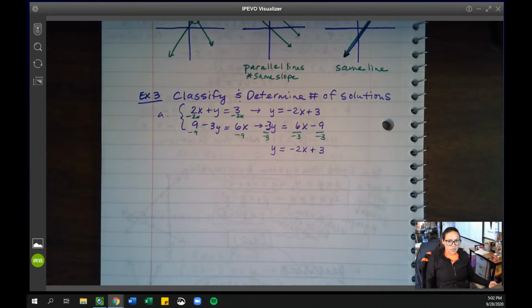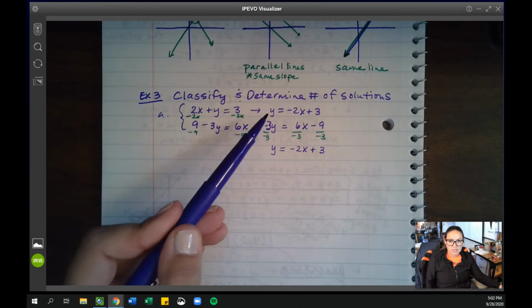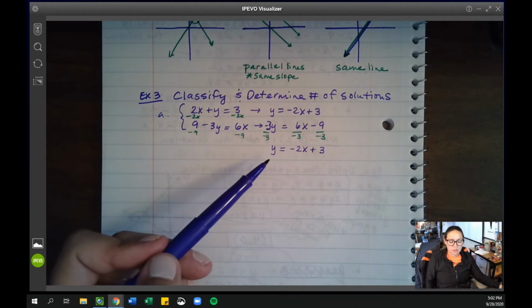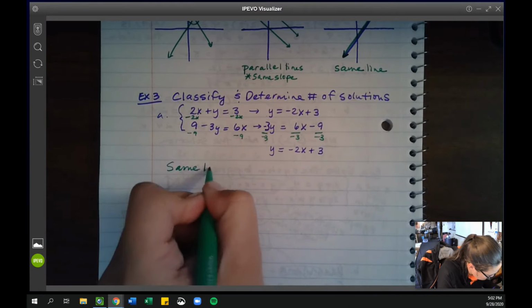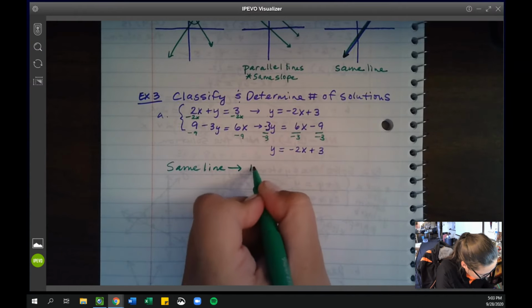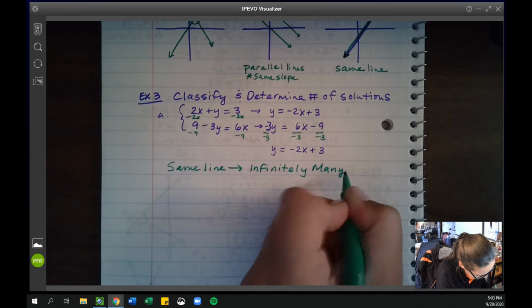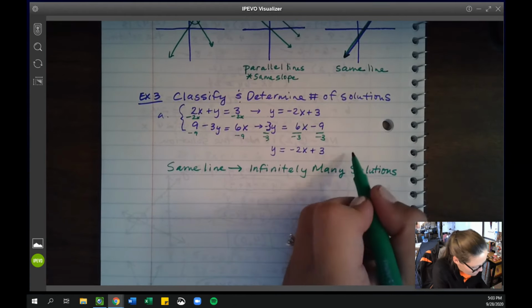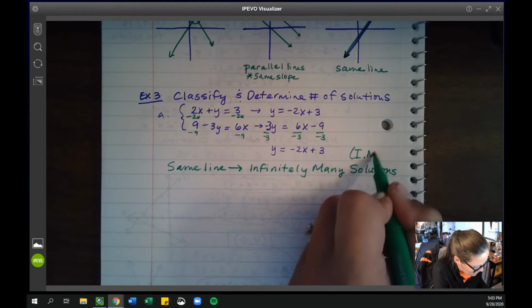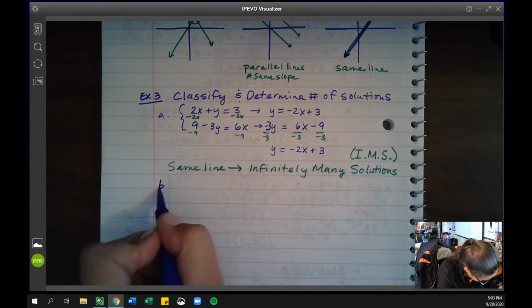All right, what do we notice about these two equations? Y equals negative 2x plus 3. Y equals negative 2x plus 3. They are the same line, which means we would have infinitely many solutions, which we often write shorthand as IMS, infinitely many solutions.